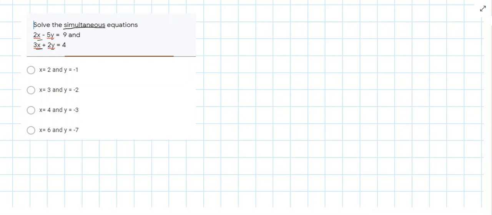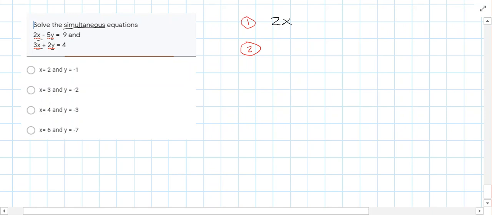So the first thing you want to do is number both equations. So we have equation 1 and then we have equation 2. We can just write it out. Equation 1 is 2x minus 5y is equal to 9. And equation 2 then is 3x plus 2y is equal to 4.